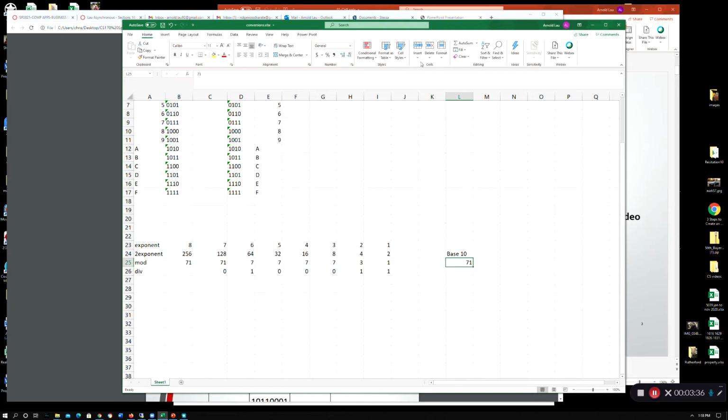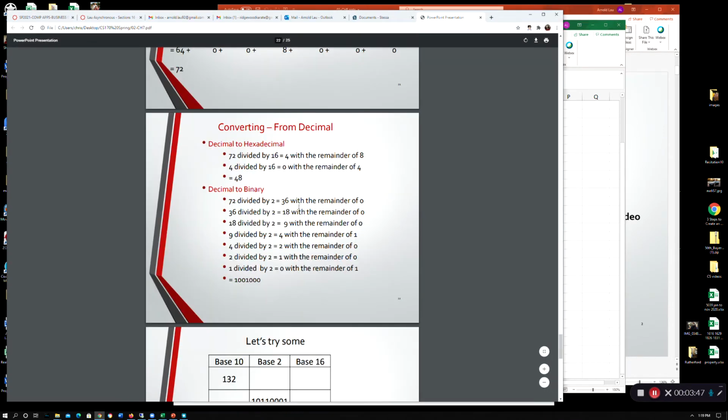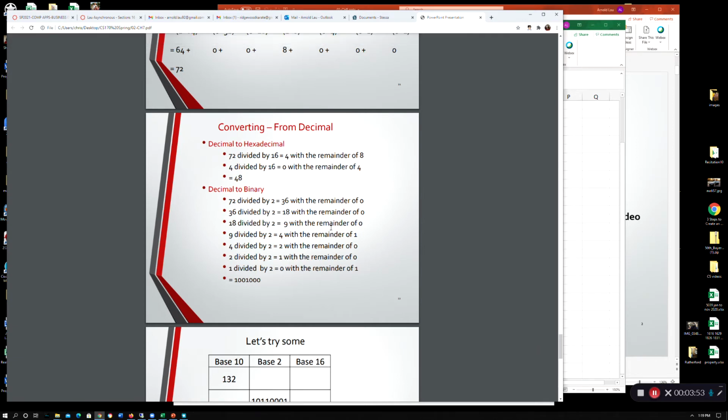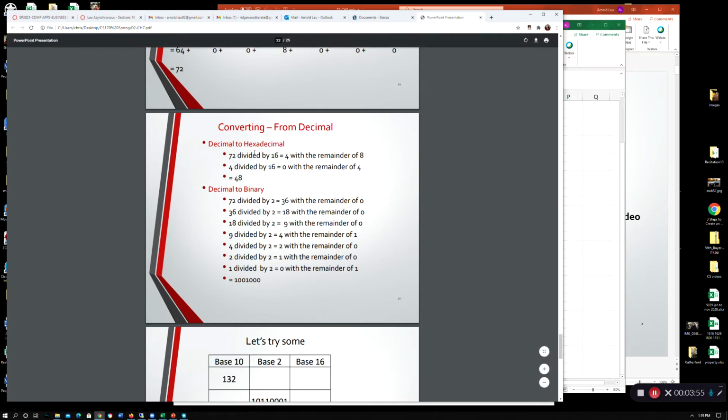I just did this so you can understand how the remainders work. If you don't really want to understand how to do it and just want to follow a formula and just crank it out, just understand this: 72 to hex, 72 to binary, and follow exactly this.